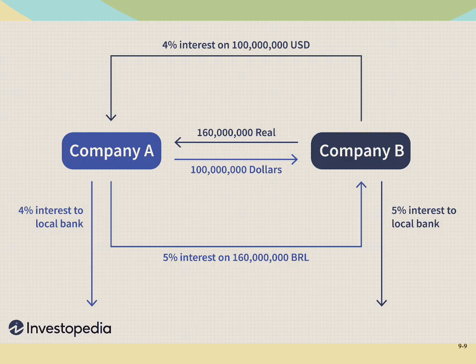They agree to pay back after 2 years, and then company B, which is Brazilian, will pay back the US dollars with 4% interest to the USA, and likewise company A from the USA pays back 160 million Brazilian real with 5% interest. I suggest you see more explanation about currency swap exchange in the video that has been uploaded on the course site.